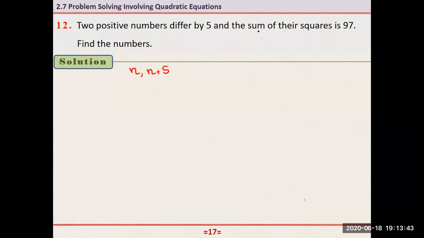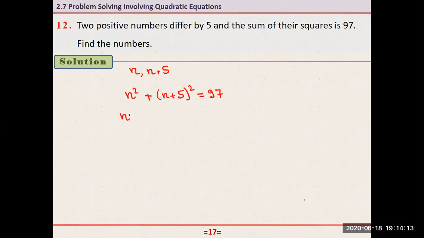And it says that the sum of their squares, these are their squares, n squared, that is the square of the second number, right? And the sum of their squares is equal to 97. Find the numbers. So we need to find the values of these numbers. To solve this one, first we have to expand this and simplify, bring it into standard form, and by factorization we will solve this quadratic equation.